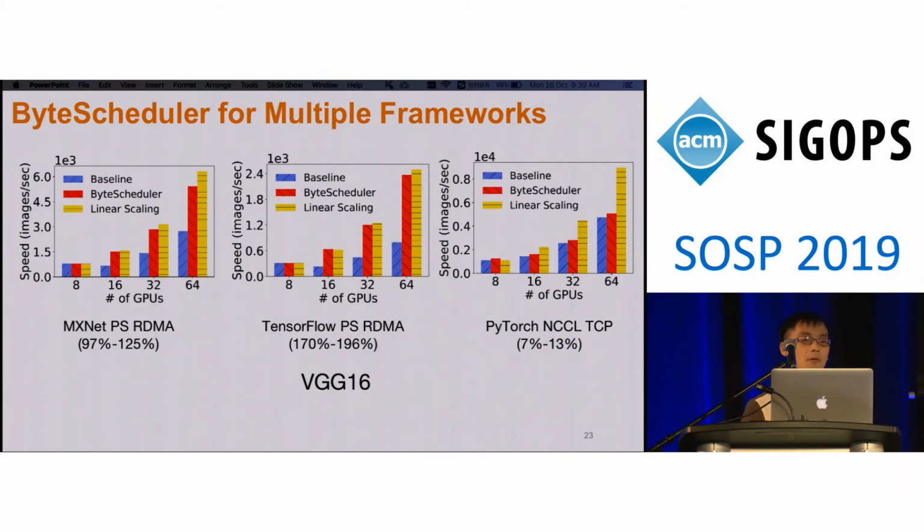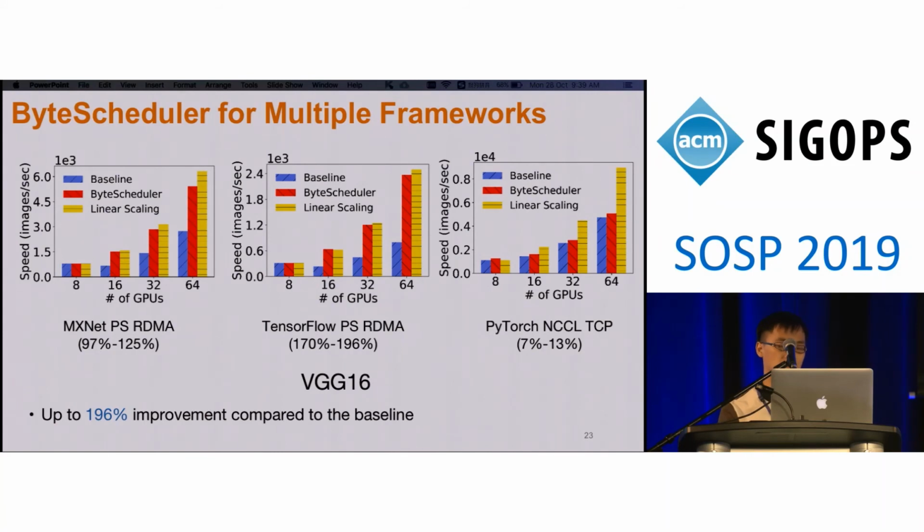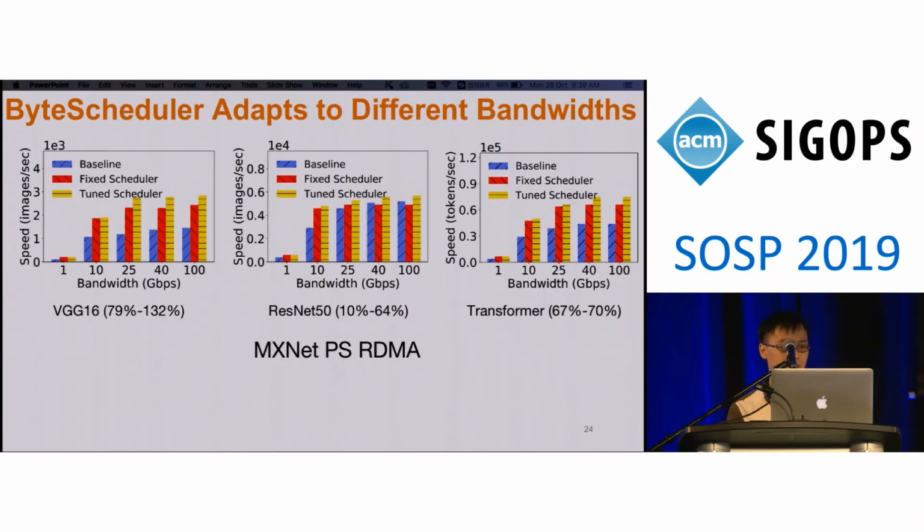Next, let's see how batch scheduler works with different machine learning frameworks. Here, we show the training speed of VGG using MXNet, TensorFlow, and PyTorch. We can see that batch scheduler can achieve up to 2 times improvement compared to the baseline.